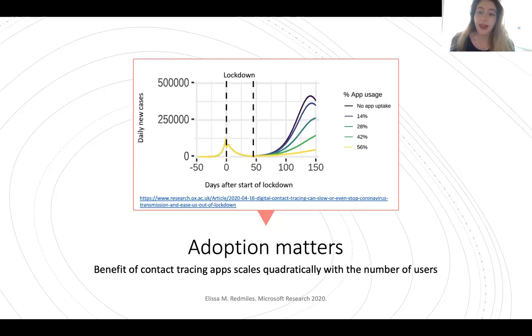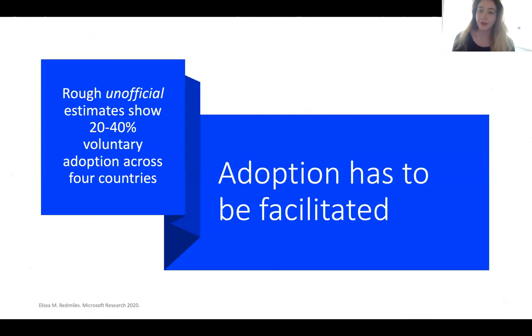And this doesn't mean that low app adoption won't be useful, but just that we get more and more benefit as the apps are more adopted throughout the population. As a result, of course, we really care about adoption. And what we've seen from early sort of unofficial rough estimates that have been reported in the news or in app documentation is that we're seeing about 20 to 40% voluntary adoption.